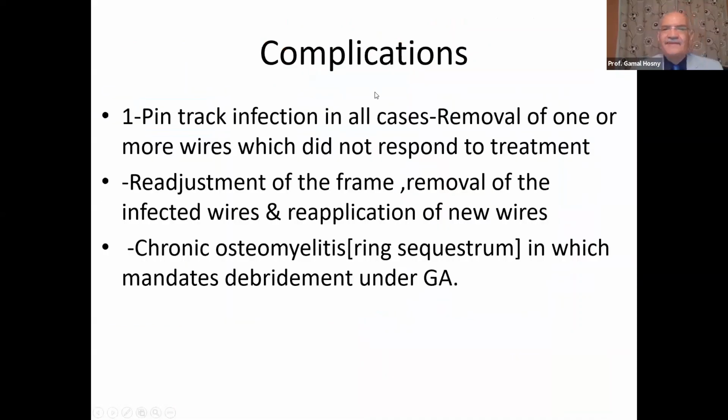What are the complications in such cases? How would you manage the pin track infection? In almost all the cases, you have some sort of pin track infection. How to solve this problem? First of all, we put double the number of wires in case of Charcot.